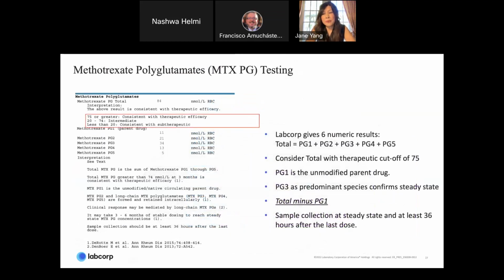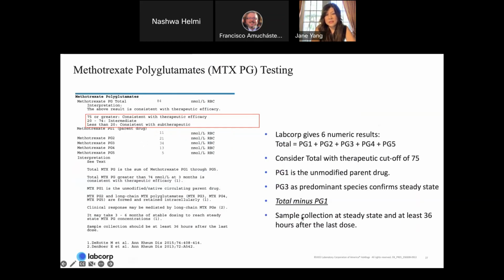This is an example of our sample report. We report 6 numeric results. The concentrations of each of the polyglutamates from PG1, the parent compound, through PG5, remembering that 3, 4, and 5 may be more active forms, and we report the total, which is the sum of PG 1, 2, 3, 4, and 5. Considering the sum, we use a cutoff of 75 to indicate who's therapeutic and who is subtherapeutic or intermediate.